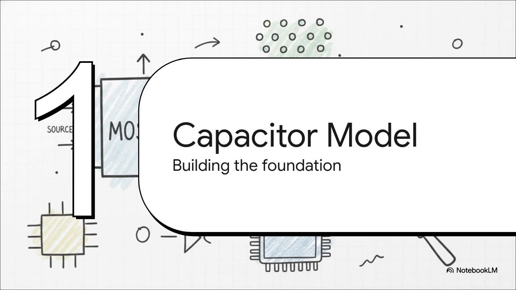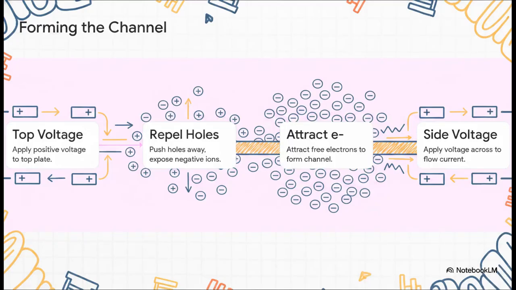Before we jump into the complexity of a transistor, we're just going to look at a basic capacitor, but we're going to build it a little differently. We'll use a top conductive plate, an insulator in the middle, and for the bottom plate, we'll use a piece of P-type semiconductor material. Now watch what happens as we progressively apply voltages to this structure. First, we apply a positive voltage to that top plate. Because the bottom piece is a P-type semiconductor, that positive top plate pushes or repels the positively charged holes away from the surface, leaving behind exposed negative ions.